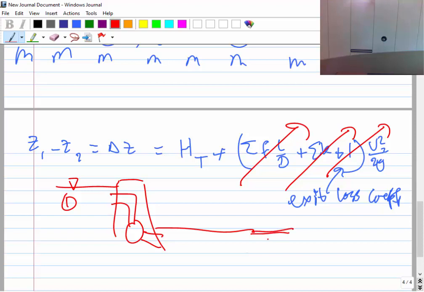Your boss came to you and said, we have a lot of losses in that turbine. I want to maximize our output from this turbine. Help us reduce the losses. How do you help him? Anyone? Gradually increase the exit area. Exactly.